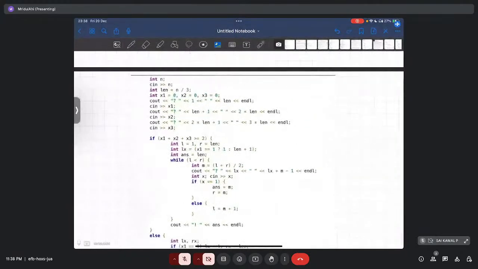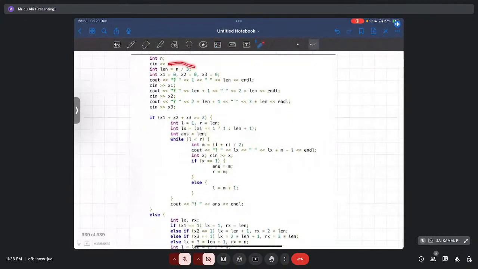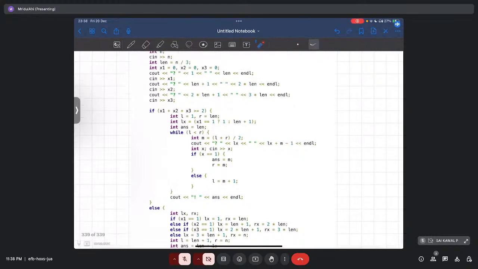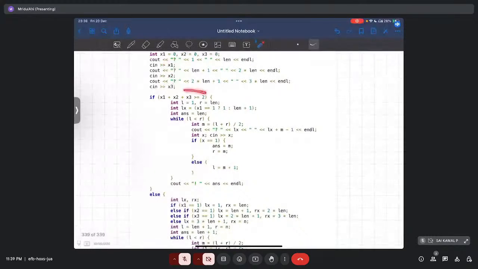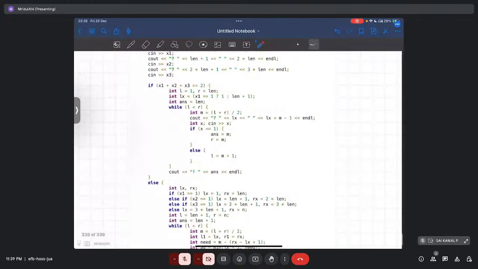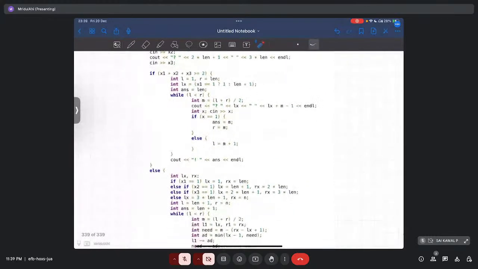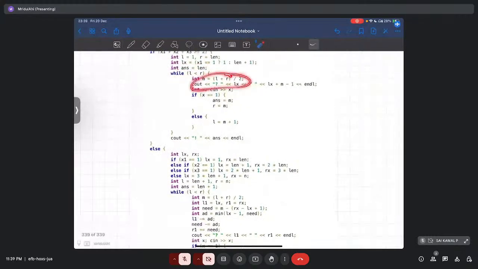Okay, so this is my code. First, I take the input in. Then I find the length of the subarrays that we query in the beginning, that is floor of n by 3. Then I query for three consecutive subarrays of length n by 3. Then I input their values. If the sum is greater than or equal to 2, then we have to binary search over the range 1 to floor of n by 3. Initialize the answer with len.